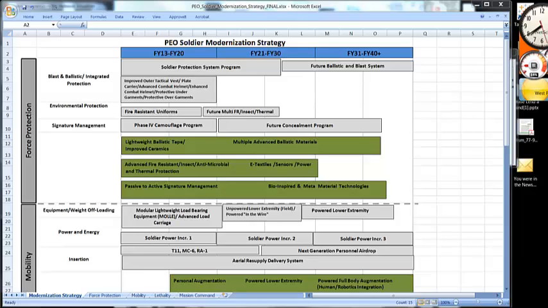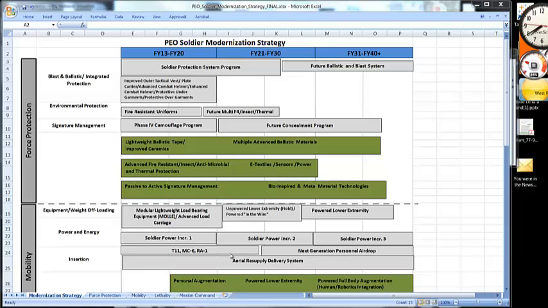Hey, good morning, sir. Last we spoke, we talked about the idea of lethality and visualizing that. What I had done is taken the PEO Soldier modernization strategy and put it into the analyst software and the analyst approach I was using.